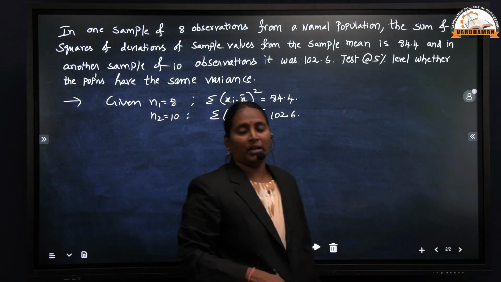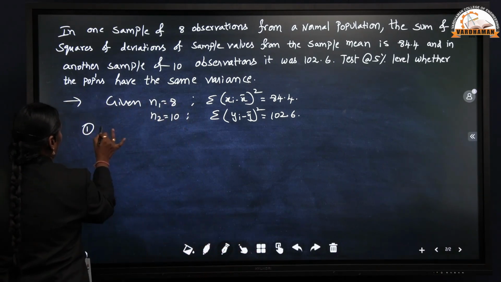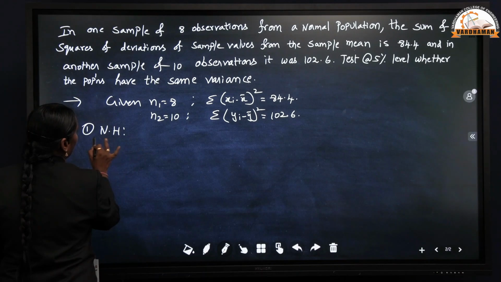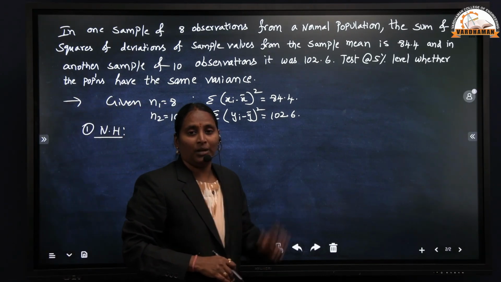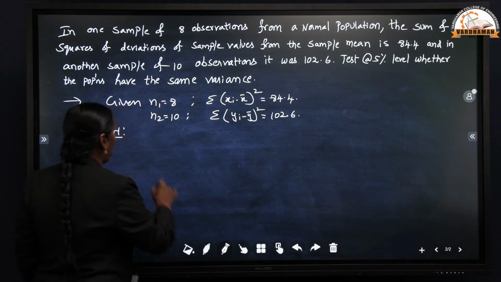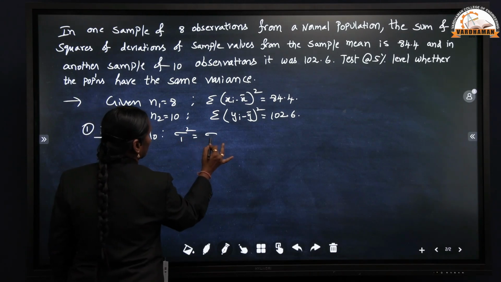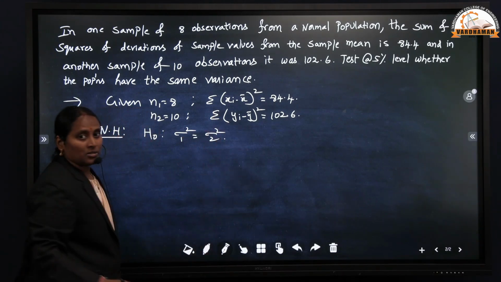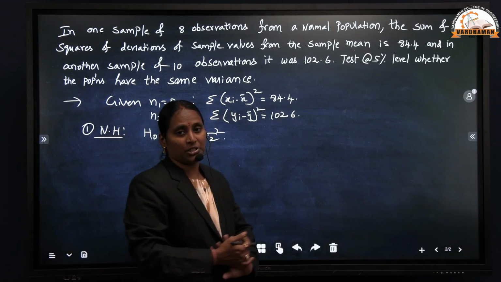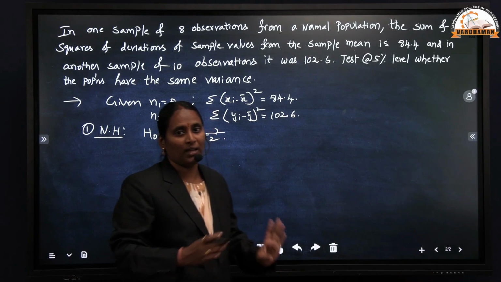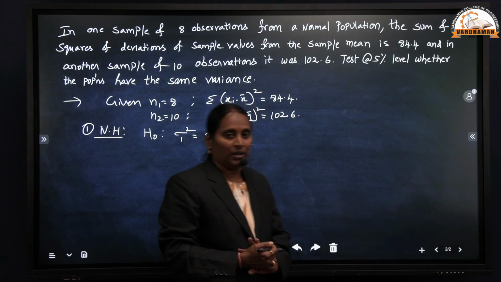Now we are going to follow the 5-step process. The first step is the null hypothesis. The problem asks us to test whether there is any difference between the two population variances. So H naught is sigma 1 square equals sigma 2 square. The meaning of this is that there is no significant difference between the two population variances.